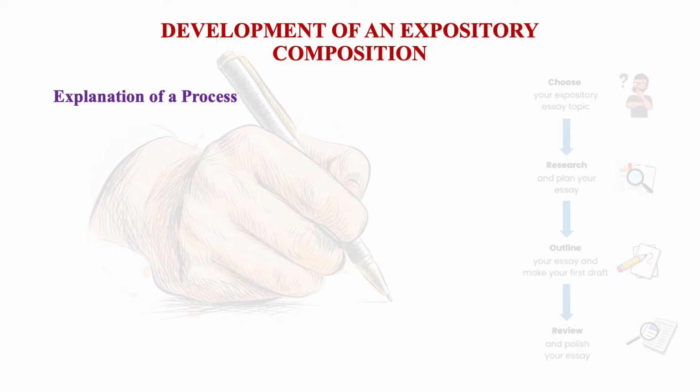Now let me come to the development of an expository composition. In this part, I'll be talking about as many as 7 techniques used in developing an expository composition. So far I've tried to explain the meaning of expository composition. By now we know what it means: to explain something with the help of certain techniques. And let me talk about those techniques.